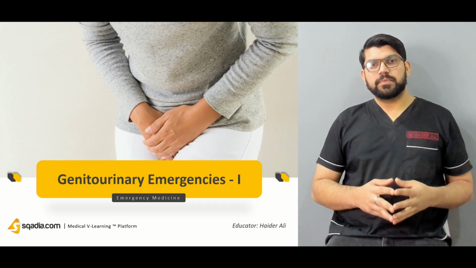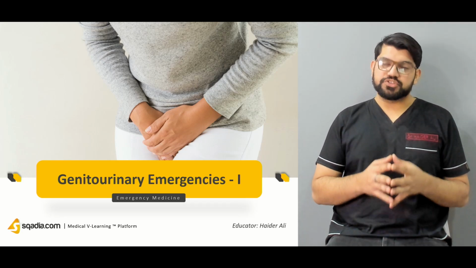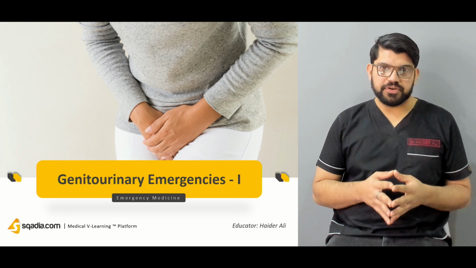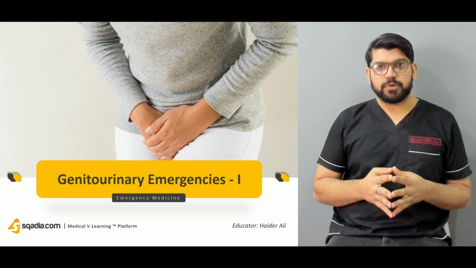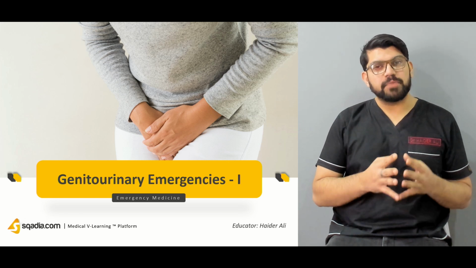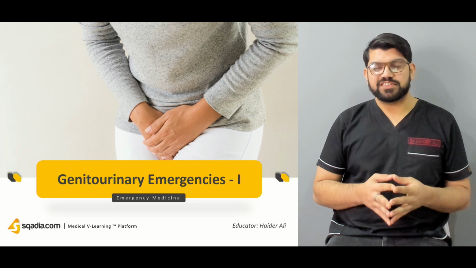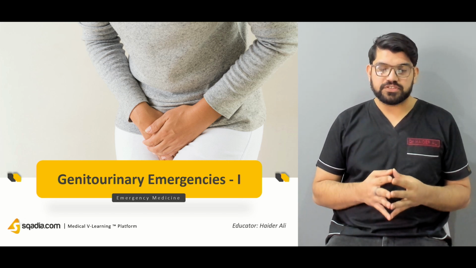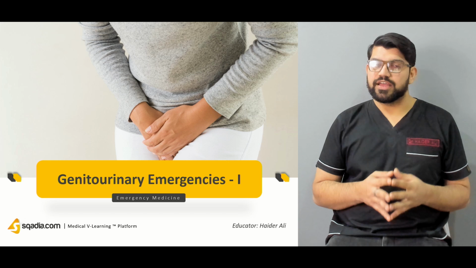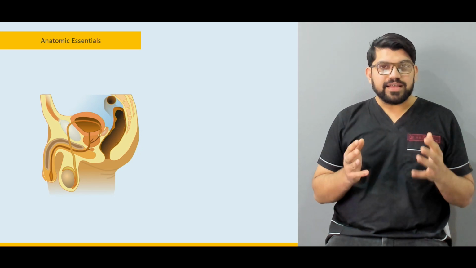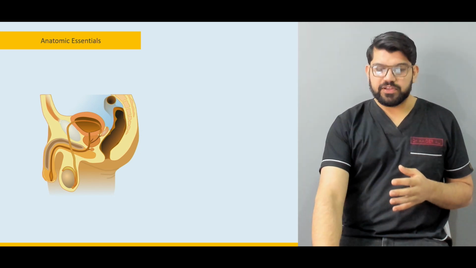Today, I'm going to talk about another very important, very interesting topic in emergency medicine, that is genitourinary emergencies. This is part one of it, which includes mainly acute kidney injuries. In part two, we'll talk about some of the diseases which involve the scrotum, testicles, and ovaries. So let's move on. We'll talk about the anatomy of the male and female reproductive system.